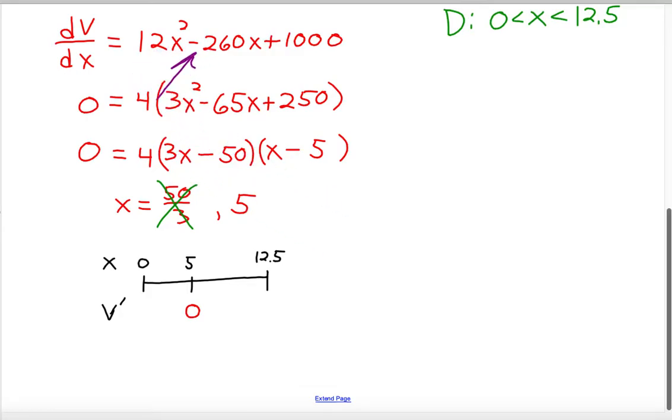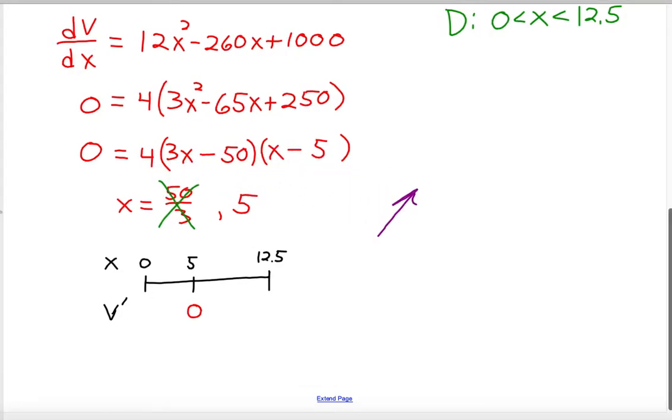So here's my derivative. I'm going to use the factored form. Well, that's positive. If I plug in a 4 here, I'm going to get 12 minus, that's a negative value, and that's another negative value. So negative times a negative would give me a positive. And then if I pick a number bigger than 5, like 6, and I plug it in, that's going to be a negative value. That'll be a positive. A negative times a positive is a negative.